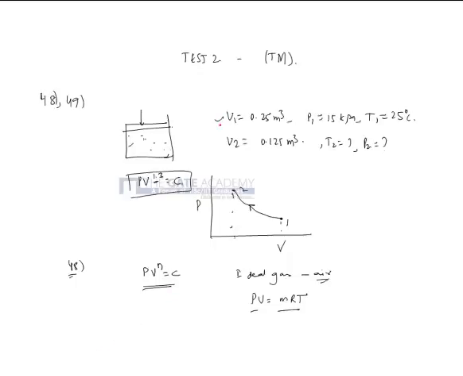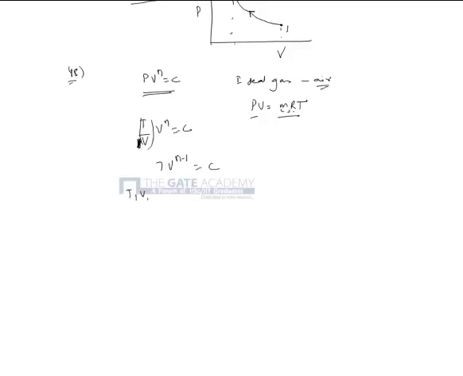So we know V1, V2. So let's get an expression in terms of temperature and volume. Let's substitute P, which will be T by V, and the rest of the things, mR, is constant. So TV^(n-1) is equal to constant, or T1 V1^(n-1) is equal to T2 V2^(n-1). Okay, so let's substitute the values.